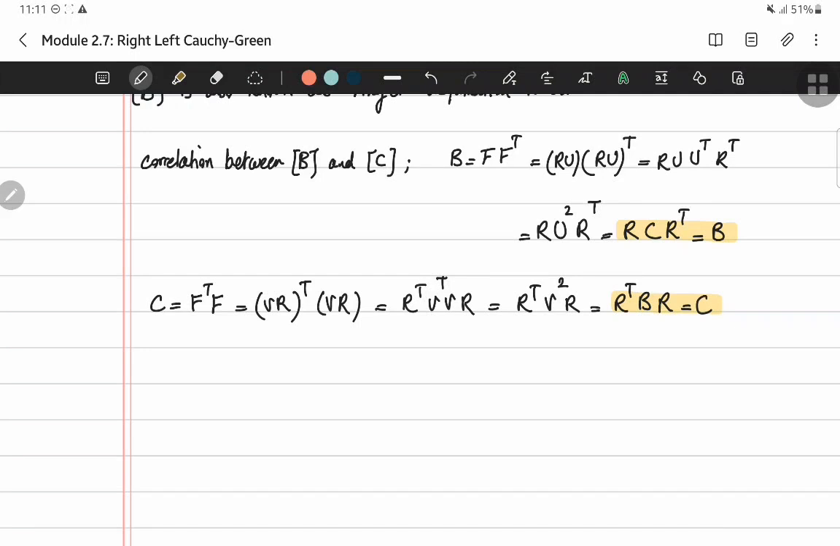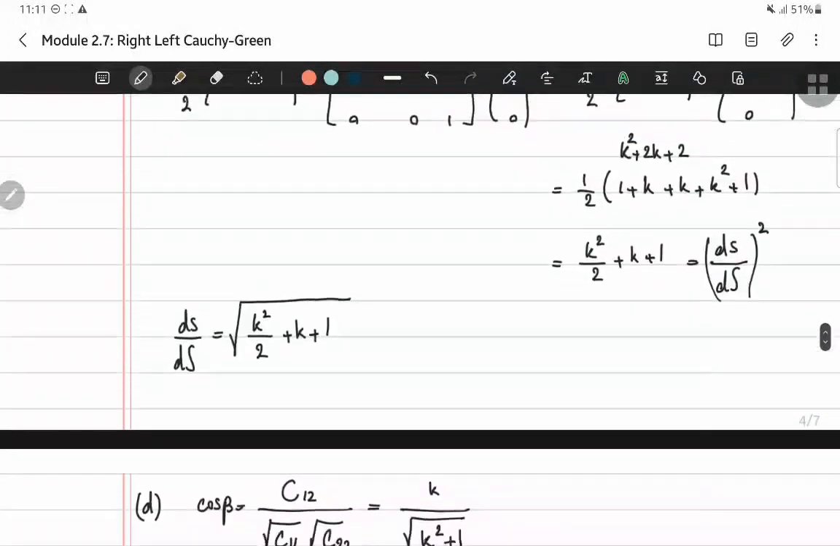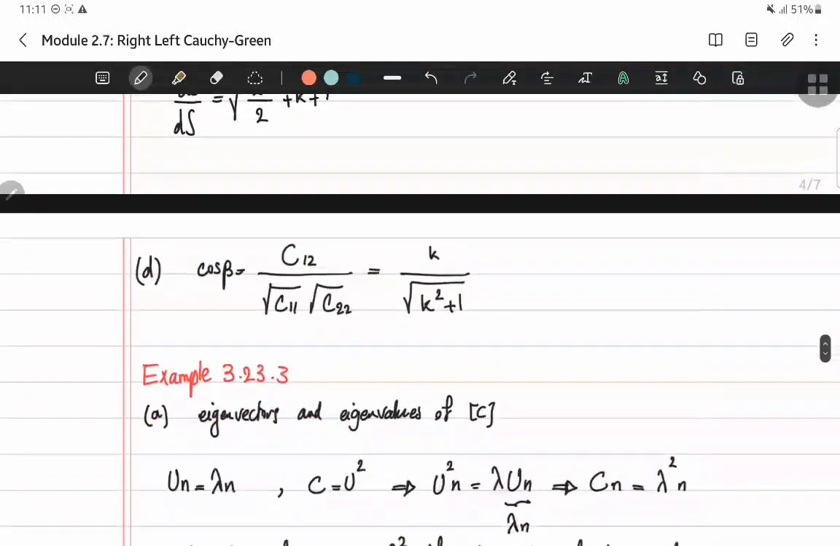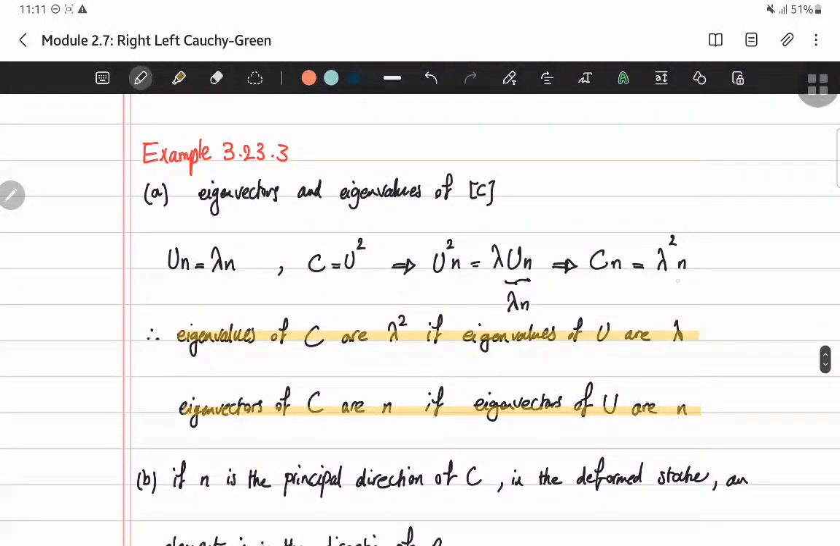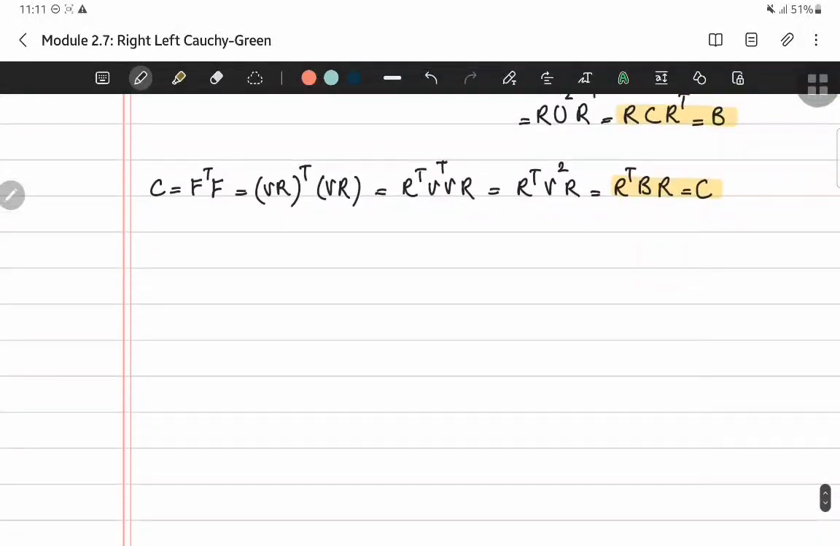So now let's get to the components of B. But first, we need to find the principal directions of B in the reference configuration. We already said that the reference, I think it was the last example in part C. Yes. The unit vectors of C are the same as U, but let's see what are the principal directions of B in the reference configuration.